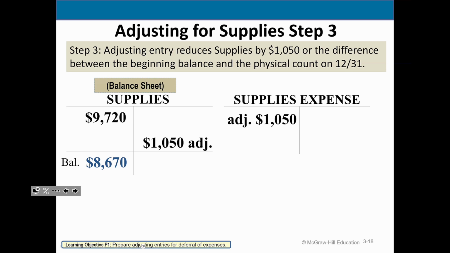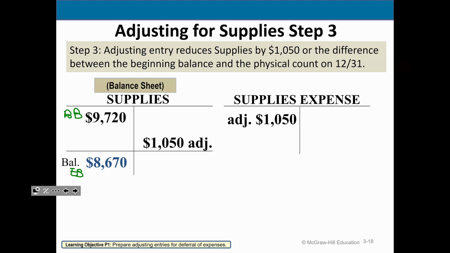And people are scared of accountants. They are, I swear.